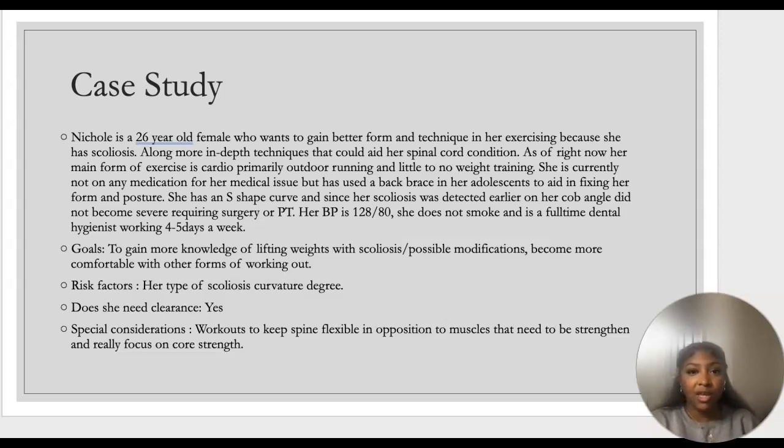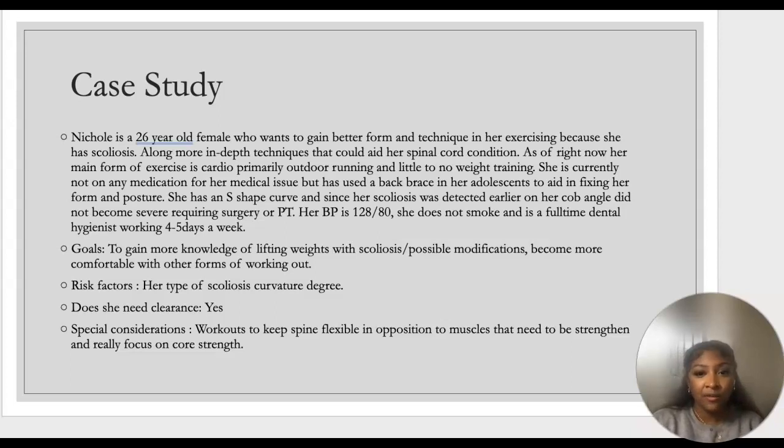For our case study, we have Nicole. She is a 26-year-old female who wants to gain better form and technique in her exercising because she has scoliosis, along with more in-depth techniques that could aid in her spinal condition. As of right now, her main form of exercise is cardio, primarily outdoor running and little to no weight training. She's currently not on any medications for her medical issues, but has used a back brace in her adolescence to aid in fixing her form and posture.